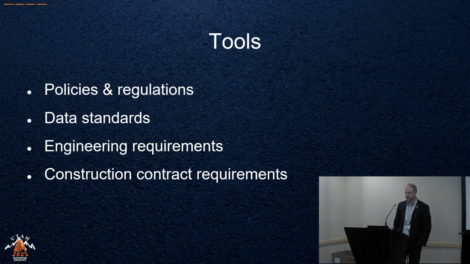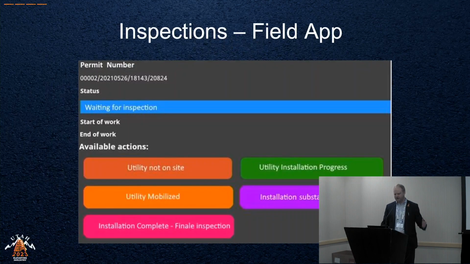Engineering requirements and construction contract requirements fall into what we call our PEPs, our Professional Engineering Services Division. So we're working with them to rewrite the scopes of work for our engineering requirements and our construction contract requirements to get the deliverables that we need to upload to the system. So one of the big gaps that I mentioned is inspections.